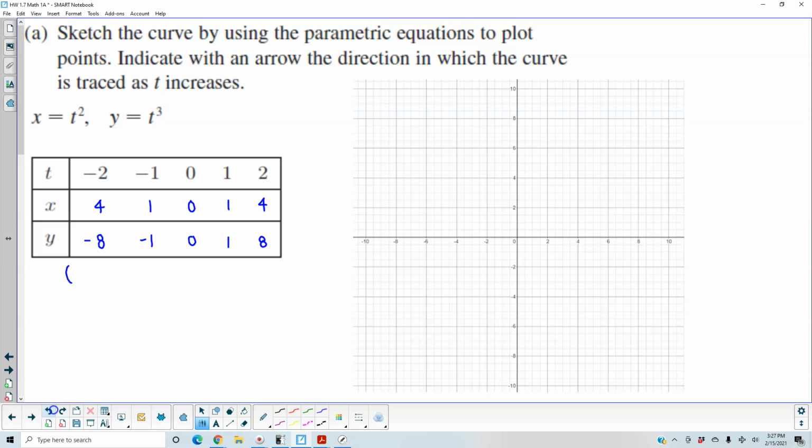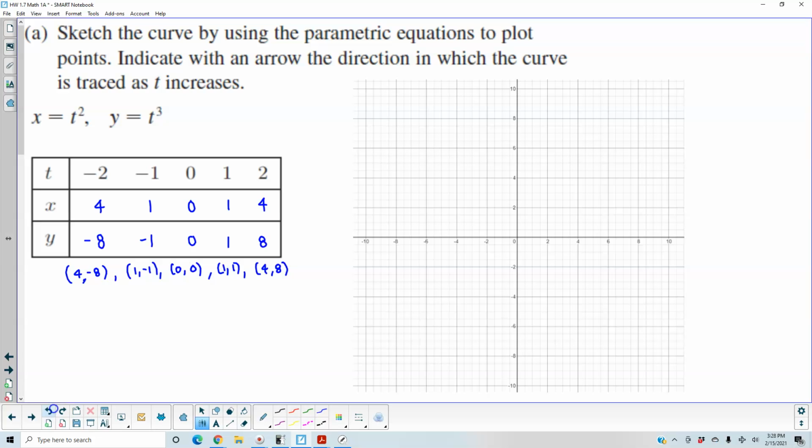So here are our ordered pairs. So we have 4, -8, we have 1, -1, we have 0, 0, 1, and then 1, 4, and then 8. Let's go ahead and plot those points.